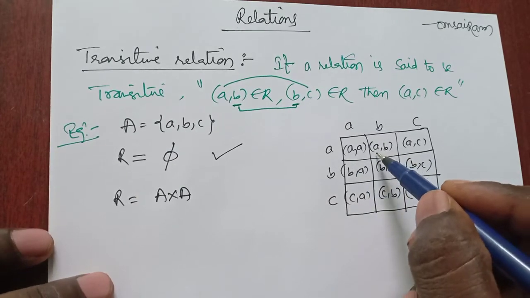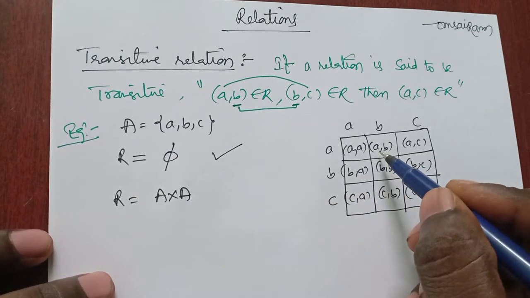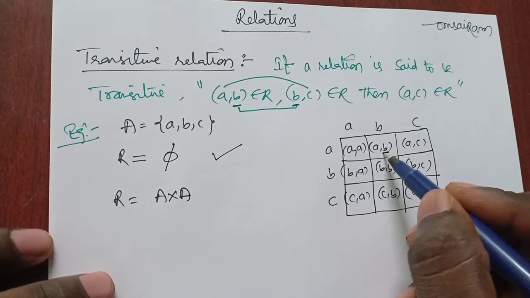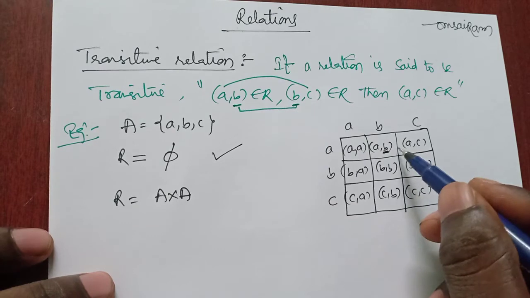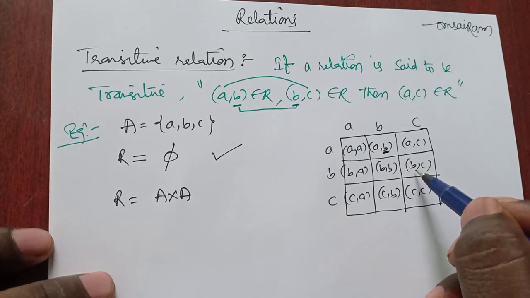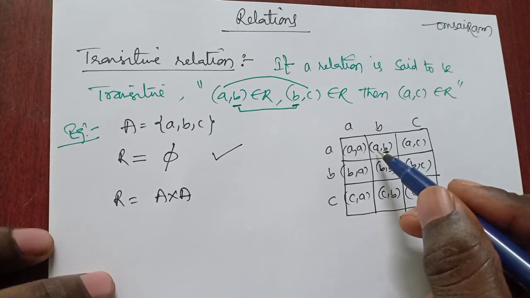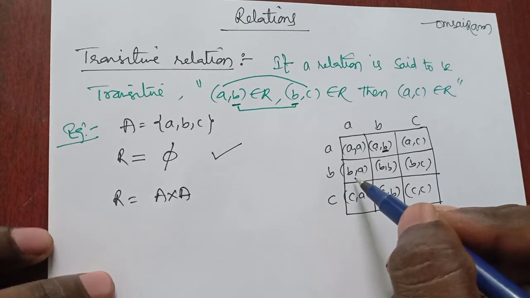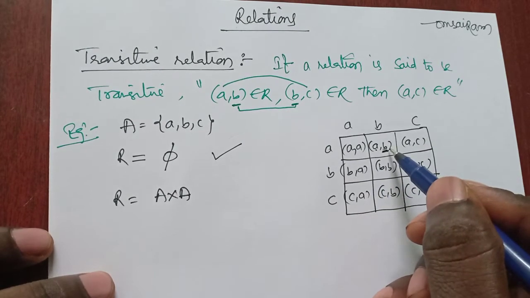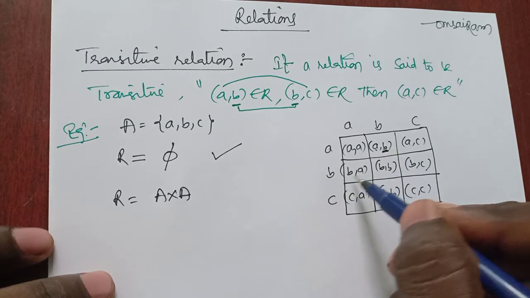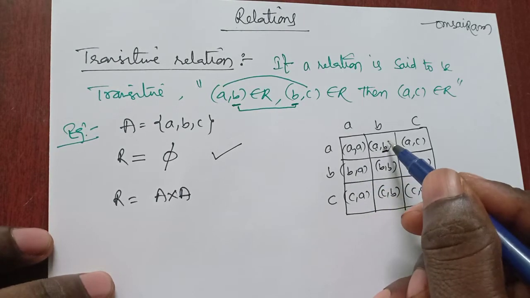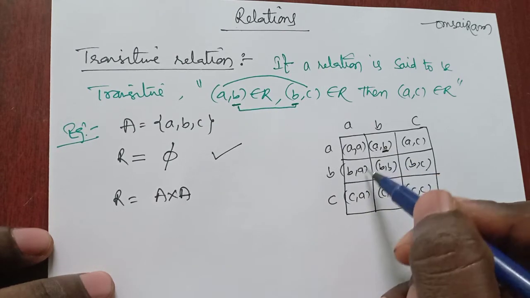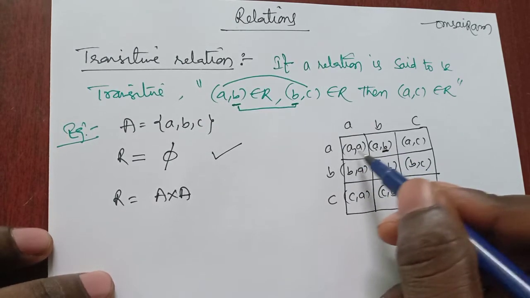Now let us check for (a, b). Here, if (a, b) is there, now we look at the elements that start with b. Suppose we take this (b, c), now we have (a, c). (a, c) is present here. Now let us check here, if (a, b) is present in this relation, now we have (b, a) also. Why? Because it ends with b and it starts with b. So if (a, b), (b, a), then we have (a, a). (a, a) is present in the relation.